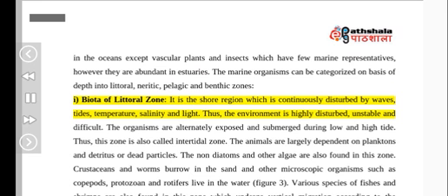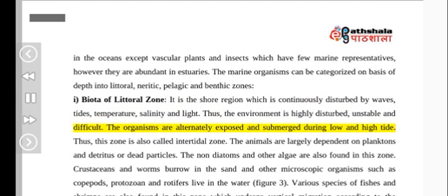Biota of littoral zone. It is the shore region which is continuously disturbed by waves, tides, temperature, salinity and light. Thus, the environment is highly disturbed, unstable and difficult. The organisms are alternately exposed and submerged during low and high tide. Thus, this zone is also called intertidal zone.